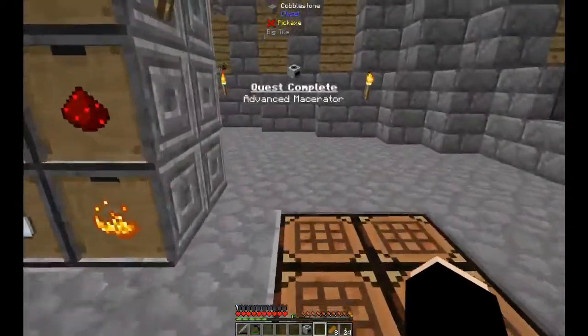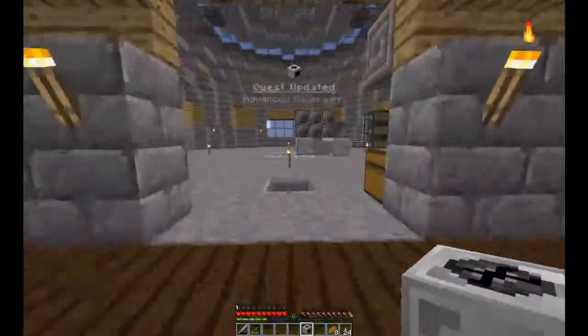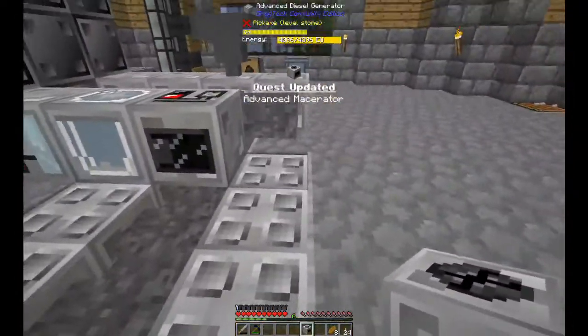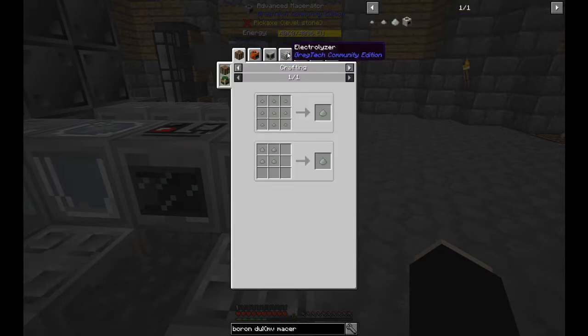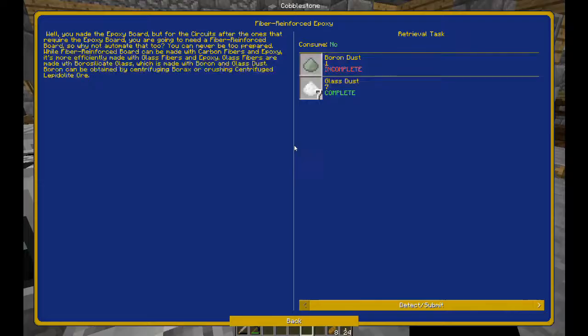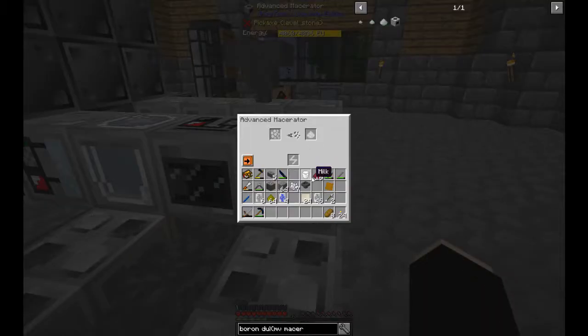Advanced macerator, which of course is a quest. Not sure if it was a progression quest, but I'm guessing for borax, as I need the secondary output. But this one still doesn't have secondary output, so how do I get boron dust? It said here, boron can be obtained by centrifuging borax or crushing centrifuge lepidolite ore. Well, I doubt it. I will try, but I'm pretty sure. Actually, I can throw all of them in here. I'm not going to get any borax.